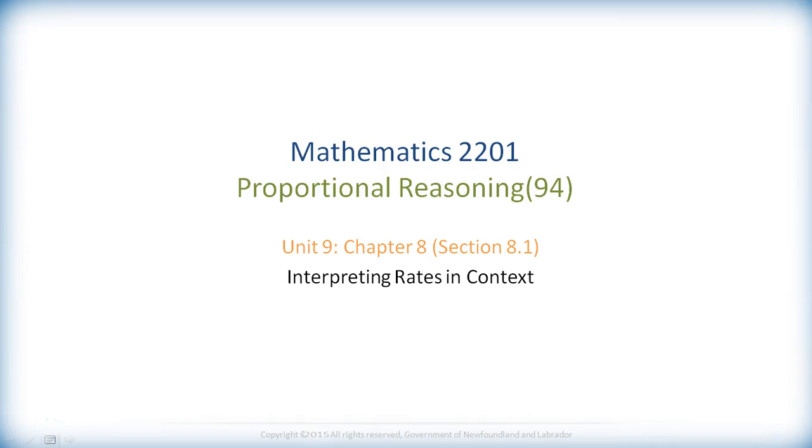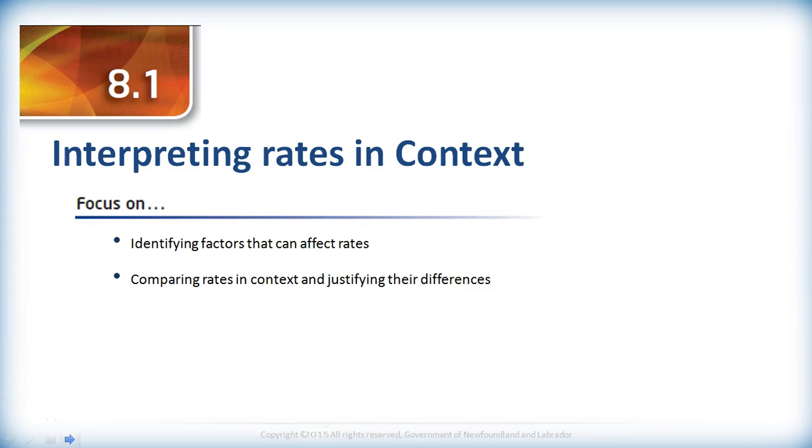Alrighty, folks, so now we're going to talk about interpreting rates in context. We have to be able to calculate rates and compare which is bigger, which is smaller, but then we have to be able to understand what that means inside the context of what we're talking about. So a big part of that is being able to identify factors that can affect the rates, or what's causing certain rates to change or to be the way they are. We have to be able to compare the rates in context and justify what's different about them.